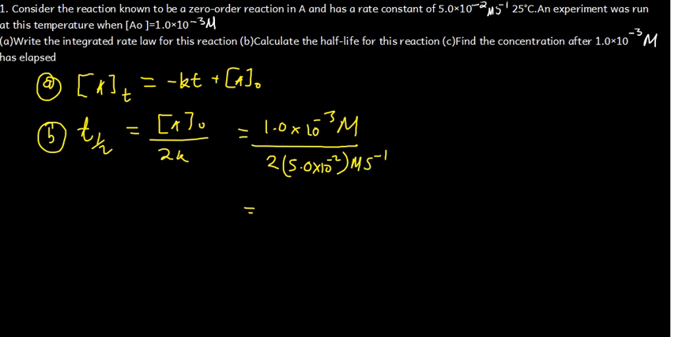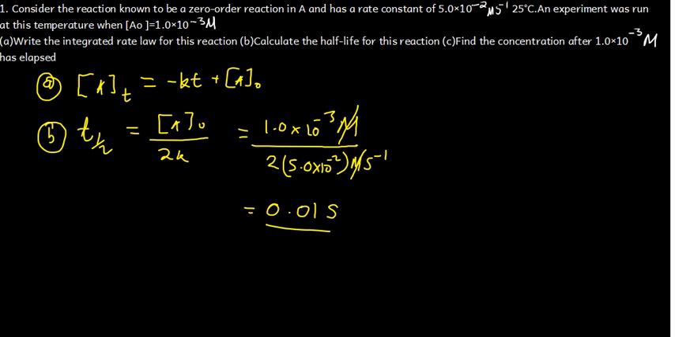So let's go on and do the multiplication. Down there, it will become 2 times 5, that becomes 10, times 10 to the power negative 2. And then on top, what we have is 1 times 10 to the power negative 3. If we divide them, we get 0.01. Molar and molar cancel. This is per second, so if it goes on top, it becomes seconds. So it is 0.01 seconds.